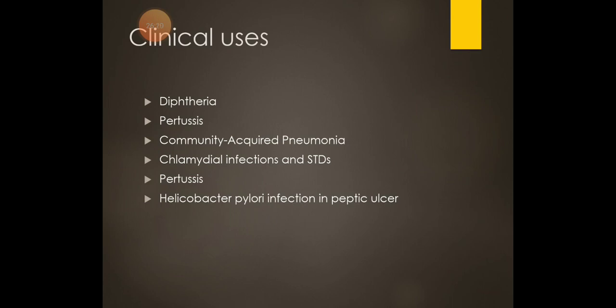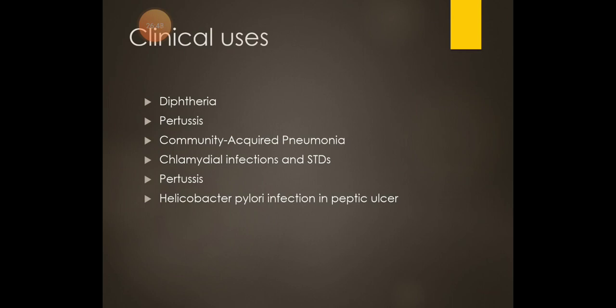None of the other agents are that effective against H. pylori infection. In toxoplasmosis, you can prescribe azithromycin, you can prescribe it in case of pelvic inflammatory diseases, and in case of Clostridium difficile infection, you may prescribe the drug fidaxomicin.